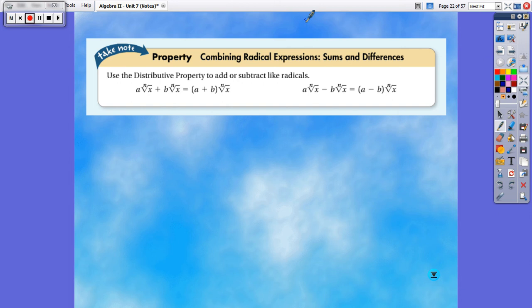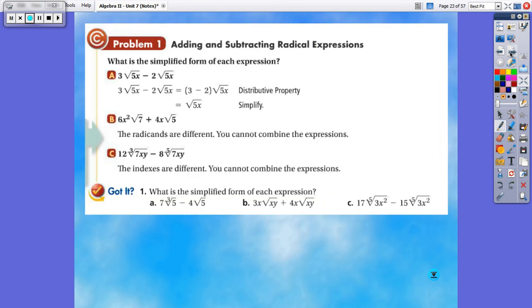So this is a little bit confusing, I think. It's basically what I just told you. If you have the same index and the same radicand, you can just add a and b together and pretend that those are some arbitrary things. You get a plus b. And then same thing when you subtract as well. So let's try a couple of examples.